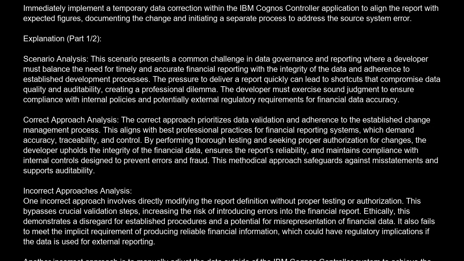The correct answer is C. Immediately implement a temporary data correction within the IBM Cognos Controller application to align the report with expected figures, documenting the change and initiating a separate process to address the source system error. Explanation. Scenario analysis. This scenario presents a common challenge in data governance and reporting, where a developer must balance the need for timely and accurate financial reporting with the integrity of the data and adherence to established development processes.